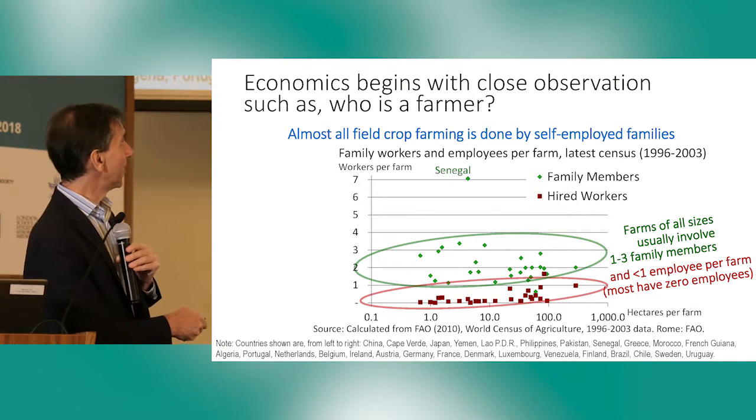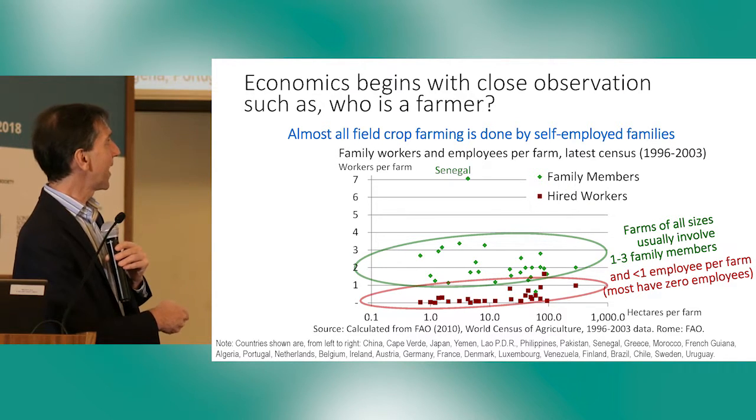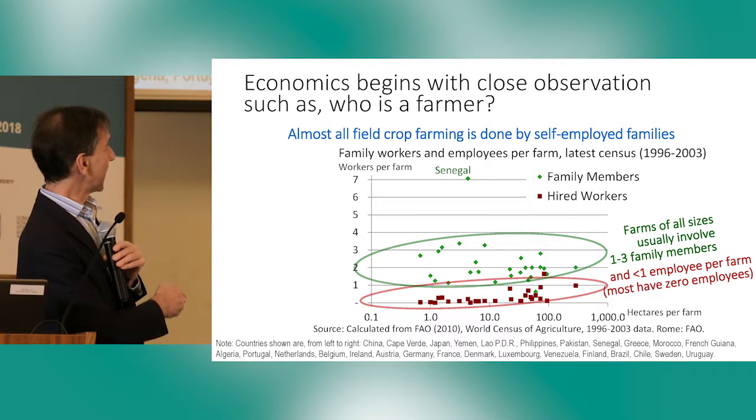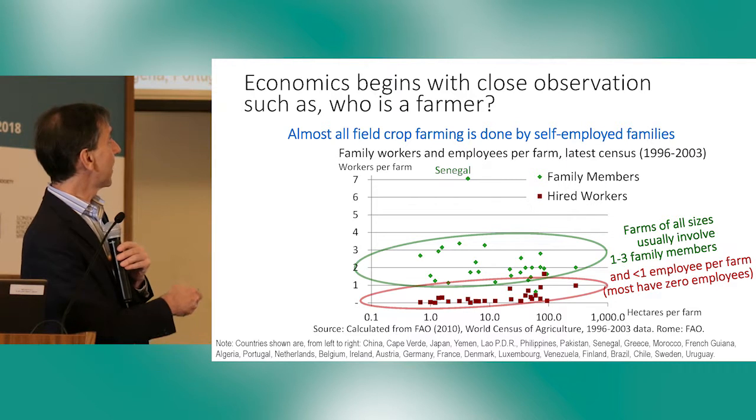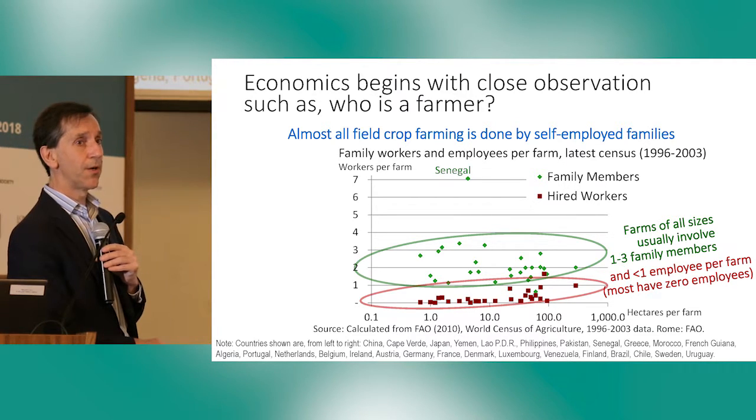This is just the average of the country. Of course, each country has a wide range as well. You see some outliers. This is Senegal. The green is the family members. The red is the hired workers. What do you notice? That's astounding.